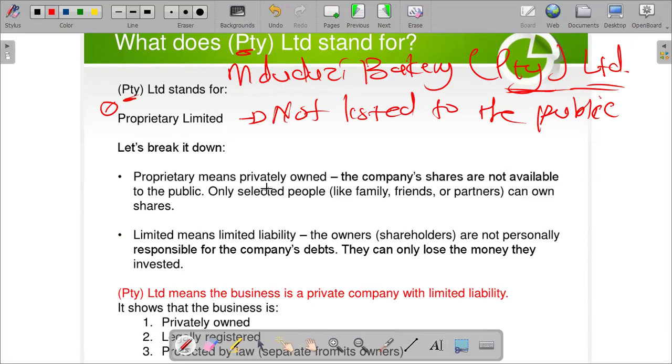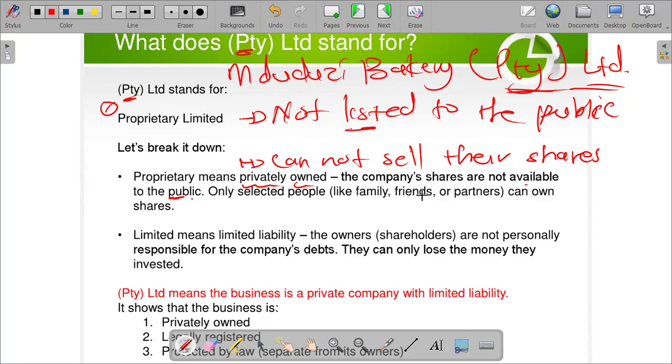trusted group. So proprietary means privately owned. The company shares are not available to the public. It means that the private business or company cannot sell their shares to the public. In a case whereby the company is in debt and they need money, they are not allowed to sell their shares so they can gather capital to rejuvenate the company, right? So yes, the company shares are not available to the public. They are not listed, right?